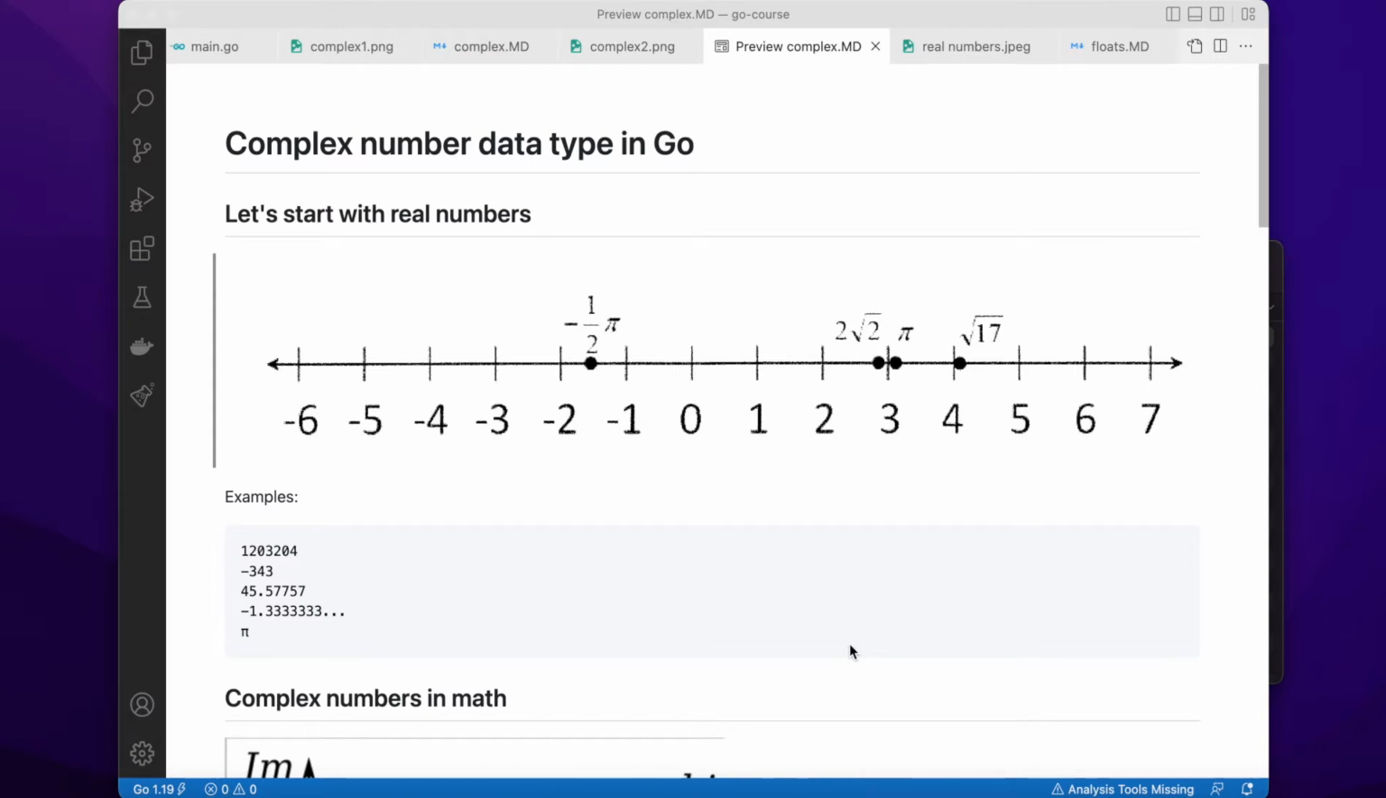In this video we're going to talk about the complex numbers data type in Go. So what are those complex numbers and why do we need them? First let's talk about real numbers.